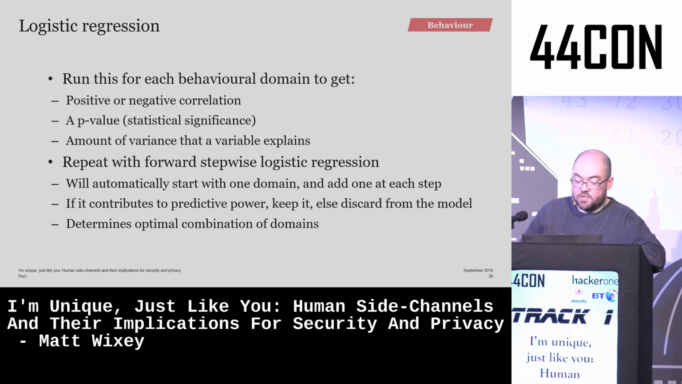So you run logistic regression for each behavioral domain. You end up with a positive or negative correlation, which tells you whether they're linked. You end up with a p-value, which in statistics just tells you how significant your result is. And if you want, you can repeat that with something called forward stepwise logistic regression, which is basically a kind of primitive form of machine learning.